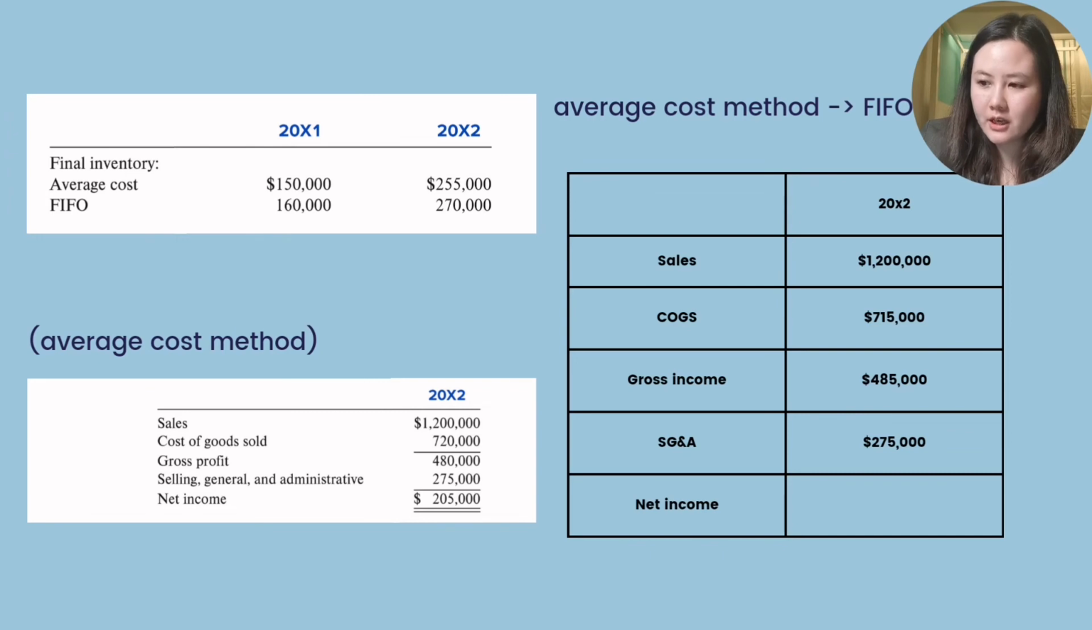Then we can finally calculate our net income for 20X2. We take our gross income of $485,000 and subtract our SG&A expenses of $275,000. So after subtracting our SG&A from our gross profit, $485,000 minus $275,000 equals $210,000. And that tells us that net income in 20X2 is $5,000 higher if we use FIFO method compared to using the average cost method of inventory.